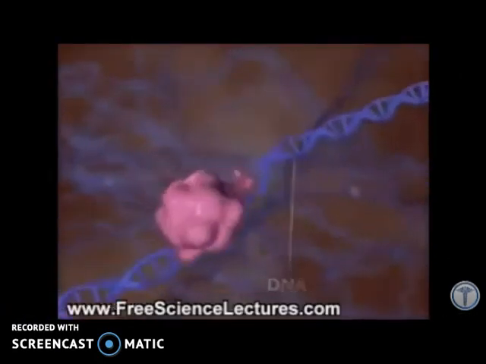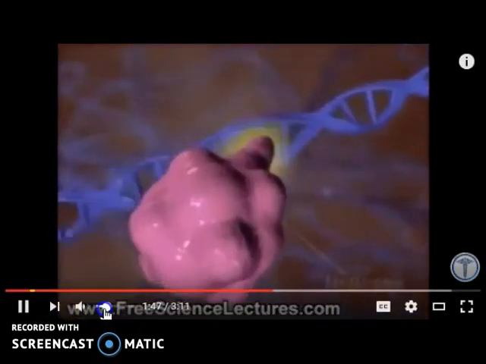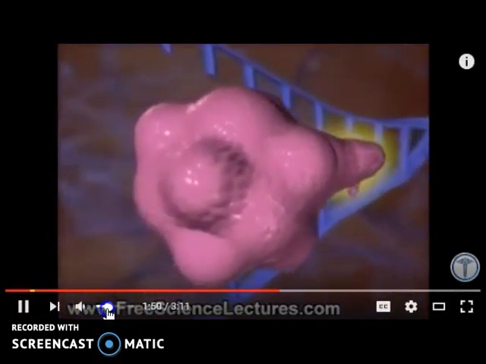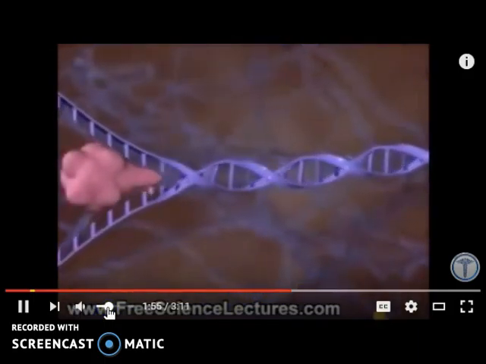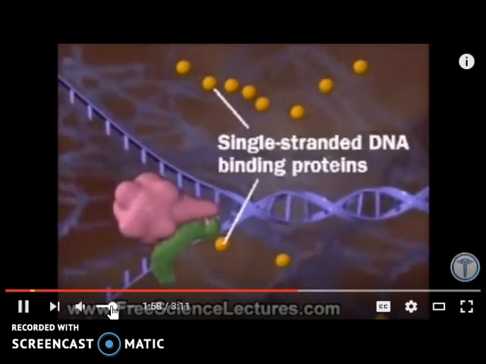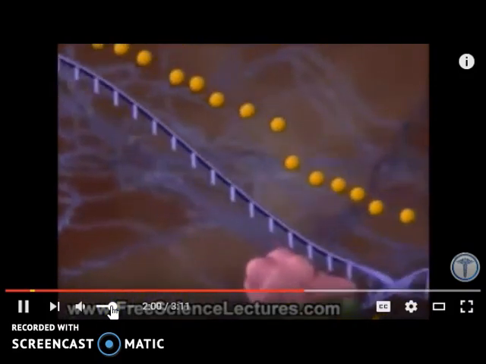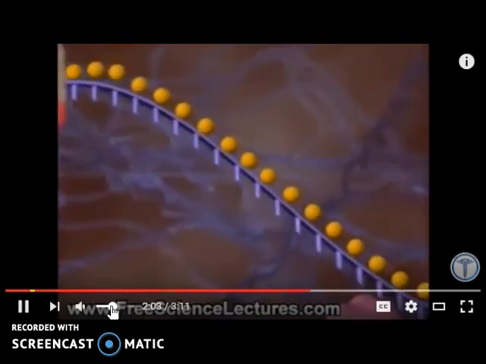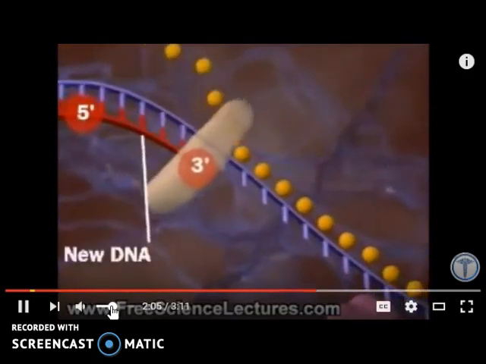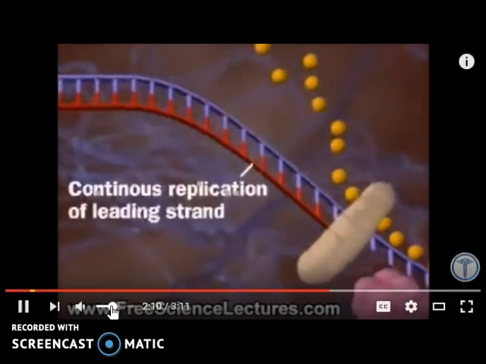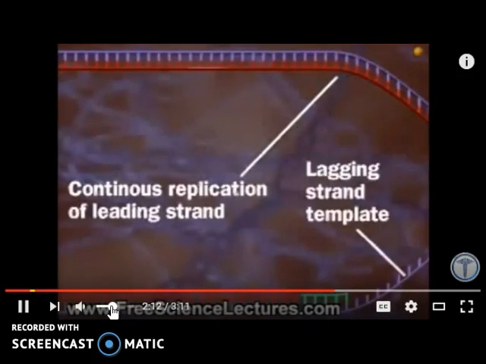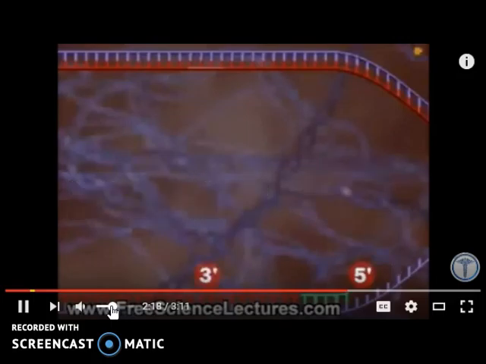So here's another video kind of outlining what happens when we have the process of replication. There's the helicase we talked about. Single-stranded DNA binding proteins keep the strands from reannealing. One DNA strand encodes the leading strand, which forms from its 5' to its 3' end, using DNA polymerase III. No problem here, but the lagging strand presents problems. It has to form from 5' to 3' too. It forms in pieces called Okazaki fragments.